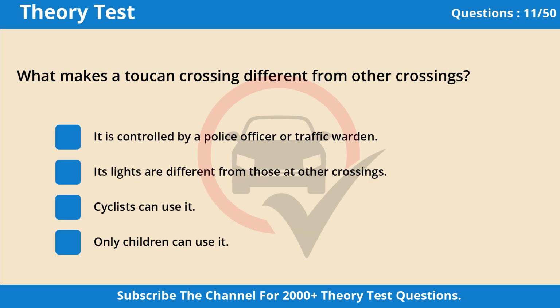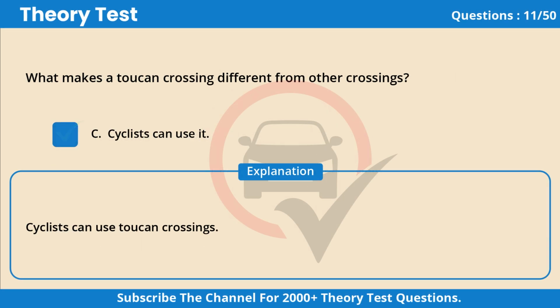Question 11. What makes a toucan crossing different from other crossings? C. Cyclists can use it. Cyclists can use toucan crossings.